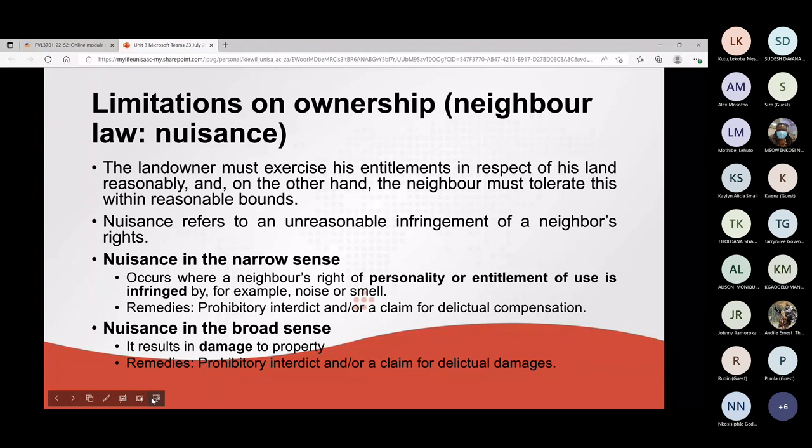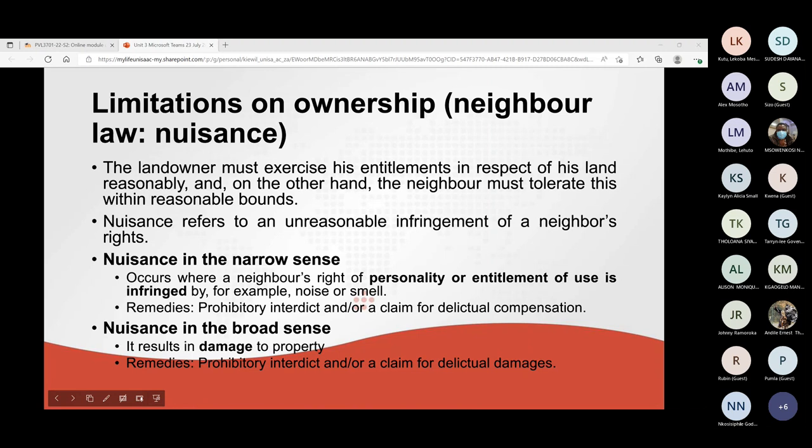Now, another category that places limitations on ownership is neighbor law. When you are the owner of a house and you live in a residential area, you must exercise your entitlements in respect of your land reasonably. And on the other hand, your neighbor must tolerate how you use your property within reasonable bounds. Now, what is nuisance? Before we move on to the two categories of nuisance, nuisance refers to an unreasonable infringement of a neighbor's right. For example, nuisance in the narrow sense will occur where a neighbor's right of personality is infringed.